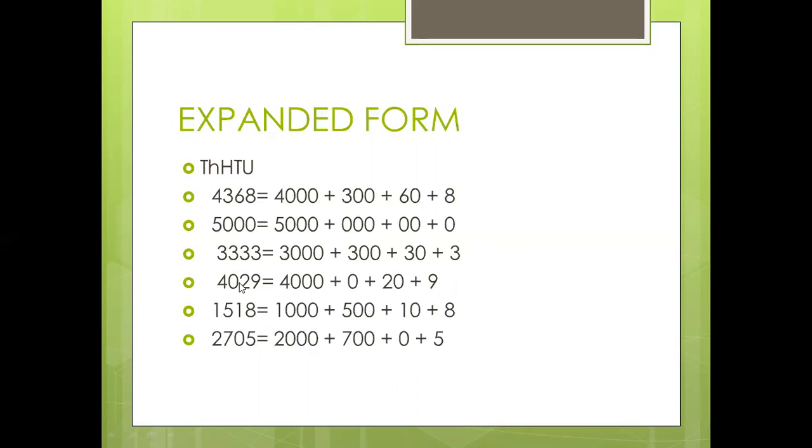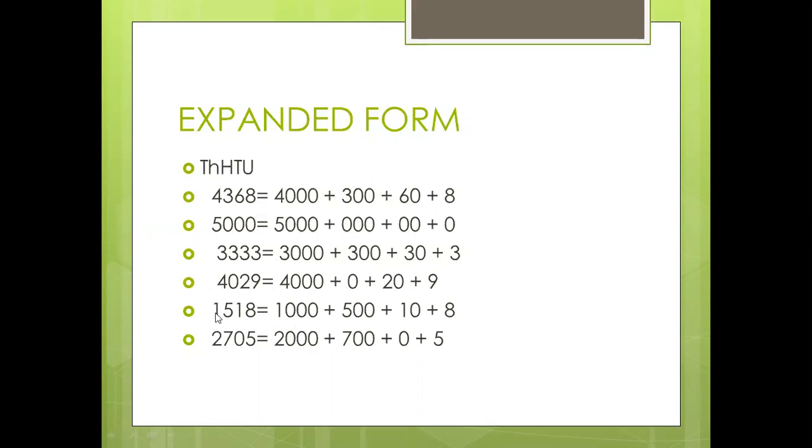Now 4,029. So 4 is in the thousands place, so I start with 4,000. I put a plus sign. Now there's 0 in the hundreds place, so I just put 0. Then I put a plus sign again. 2 is in the tens place, so it becomes 20, plus the last number is 9, which is in the units place, so I write it as 9. So the expanded form of 4,029 is 4,000 plus 0 plus 20 plus 9.